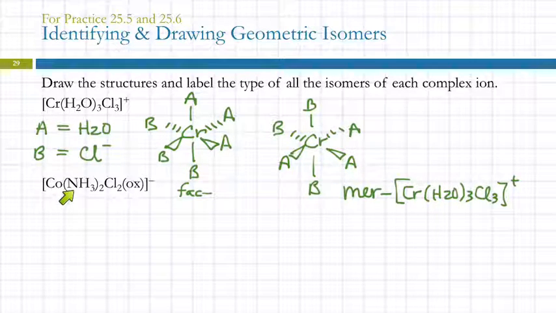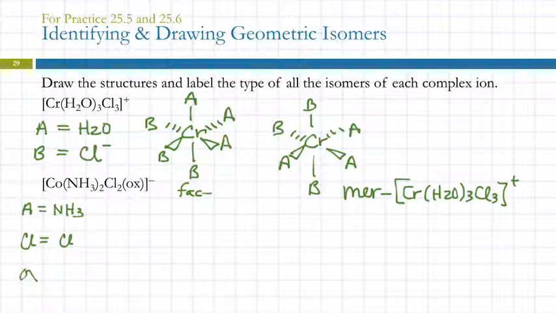Okay, let's do this one. Here we've got 2 ammonias, 2 chlorides, and what does ox mean? Oxalate. So again, let's abbreviate things here. The take-home exam wants you to abbreviate when you do the drawings. And then chlorine equals chlorine.